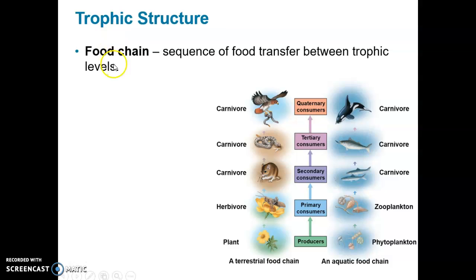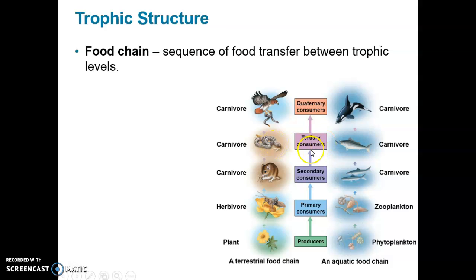So, a food chain represents a simplified, unrealistic sequence of food transfer between trophic levels, starting with the base, the producers. If it's a terrestrial food chain, it's the plants. If it's an aquatic food chain, it's the autotrophic organisms like phytoplankton or protists, algae, or even cyanobacteria. Okay? And then something is going to consume the producers, and those are the first level of consumers called the primary consumers. Herbivores on land and zooplankton in water. Someone's going to eat the primary consumers, and those are the secondary consumers. And there are carnivores on land or in water.